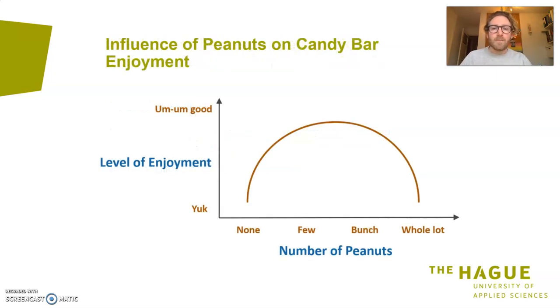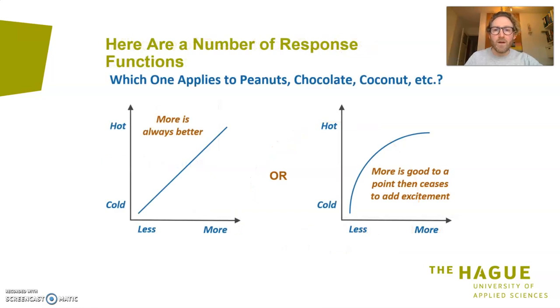So maybe it looks like this. If you have no peanuts, there's no fun. If you have a few peanuts, fun becomes bigger. If you put in a bit more, it's still okay. If it's only peanuts, it's not nice anymore. So you need to balance it out. However, there are many types of response functions and you need to figure out which one is the correct one.